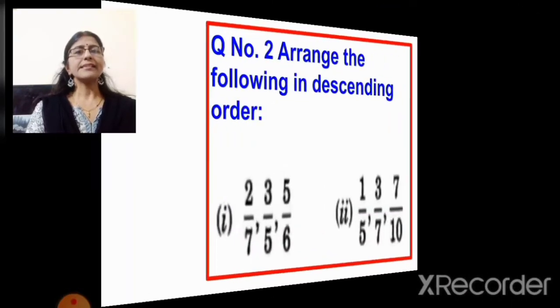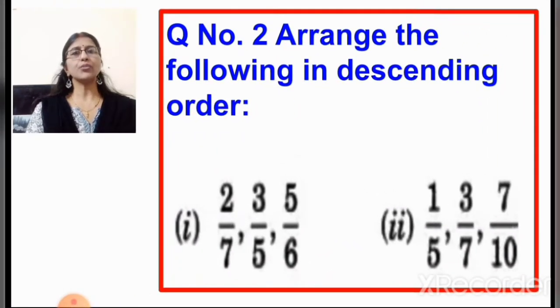Now let us see the next question. Question number 2 of the exercise. Arrange the following in descending order. The first one I will show you here. The next one you will do in your homework. The first one is 2 upon 7, 3 upon 5 and 5 upon 6. So these are the 3 fractions given and you have to arrange these fractions in descending order.